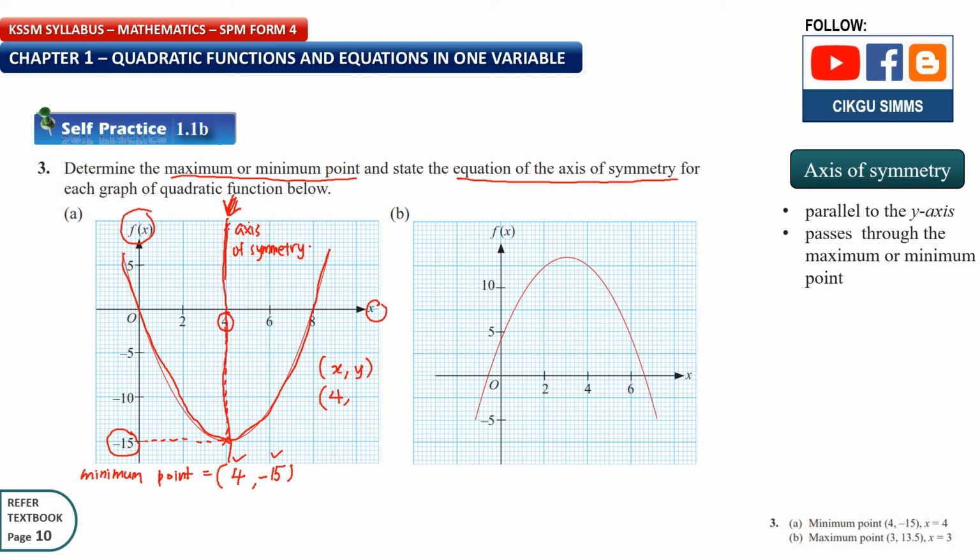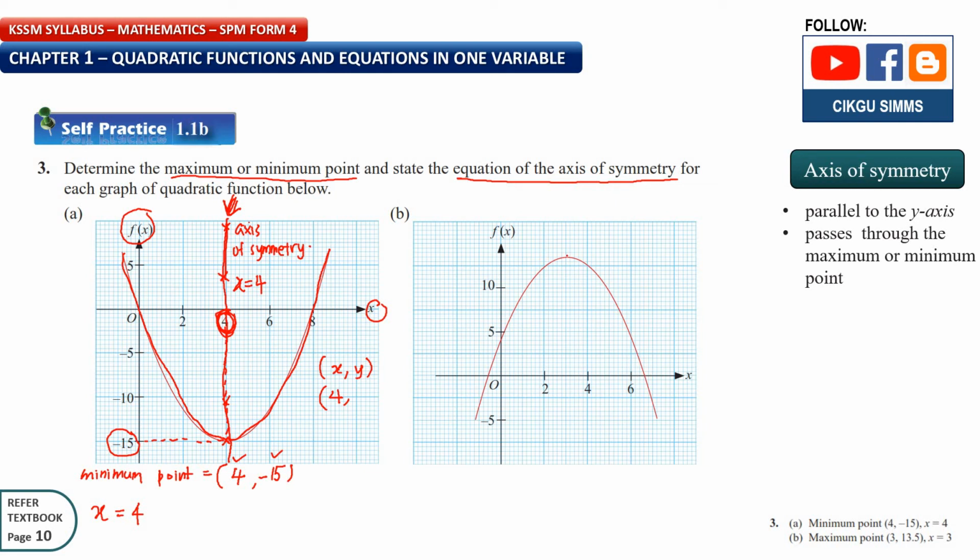You can see that at this point x is equal to 4, this point x is equal to 4, and this point x is equal to 4. So every point on this line has x equal to 4. This axis of symmetry has a name, and its name is x equal to 4. The question asks you the equation of the axis of symmetry. The answer is x equal to 4. So you can try question B first.